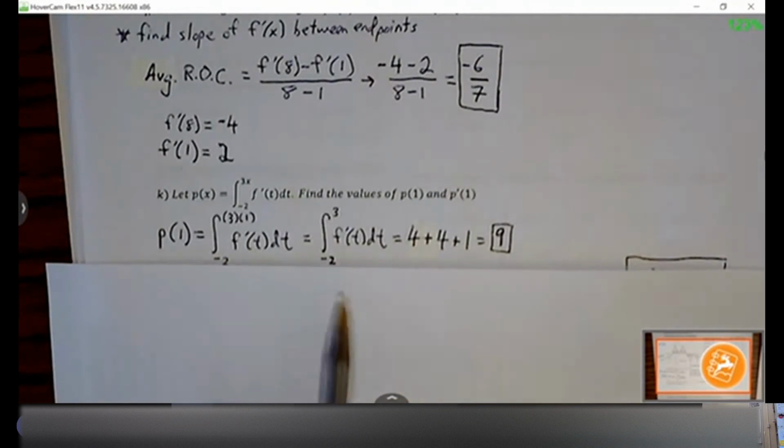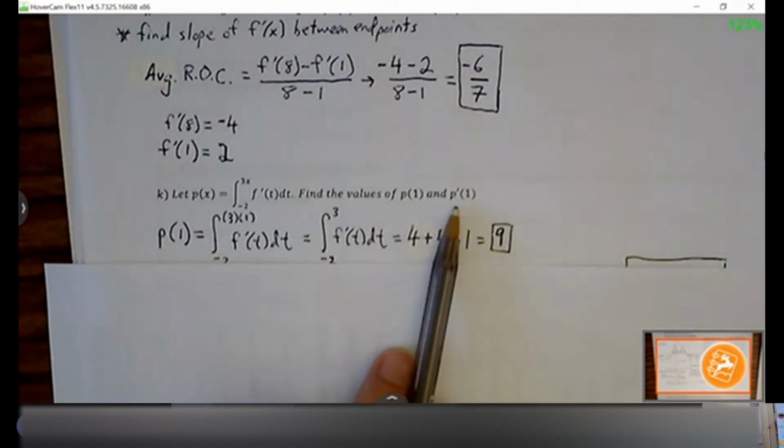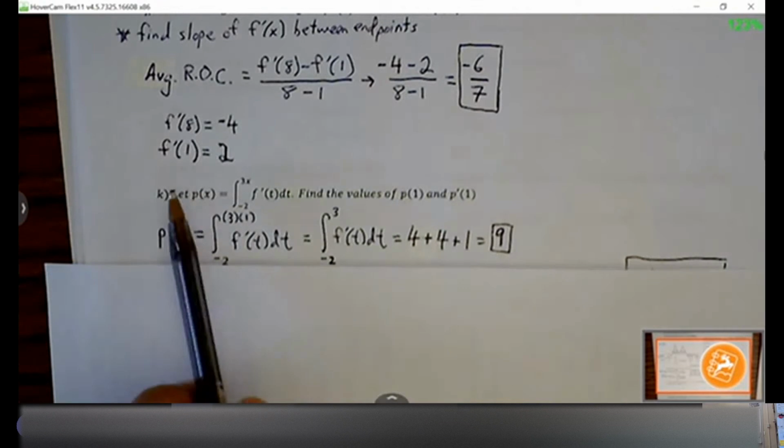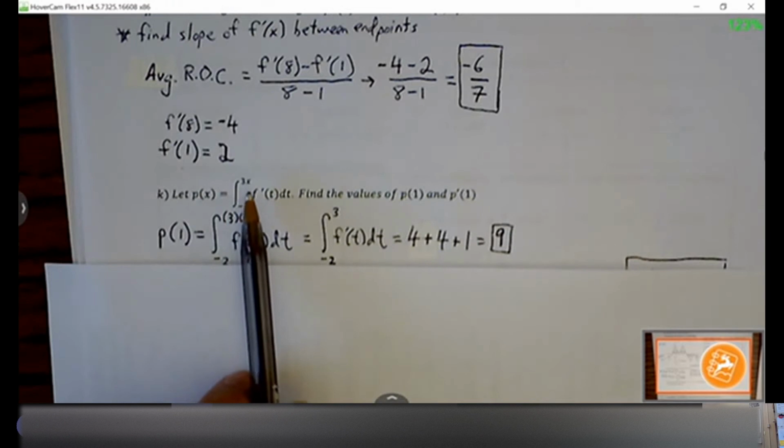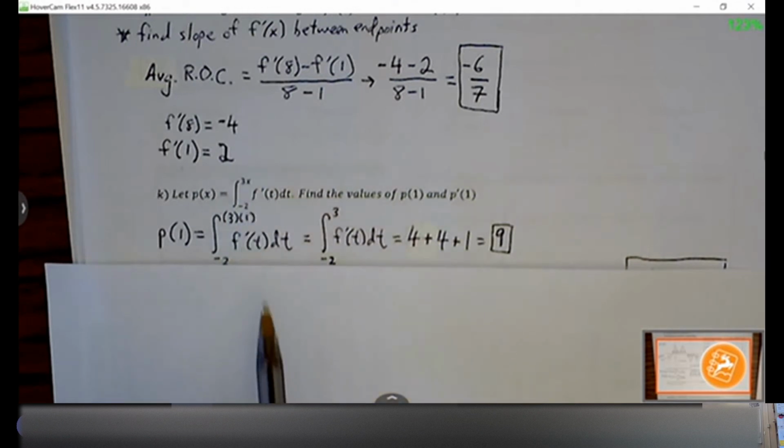The second part says find p prime of 1. So p prime of 1 means find the derivative of p of x. But if I want to find a derivative, there's a little bit more going on because of that 3x, we got to go through second theorem.